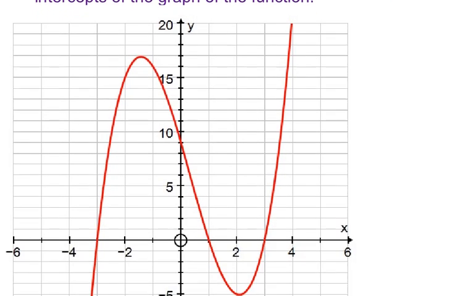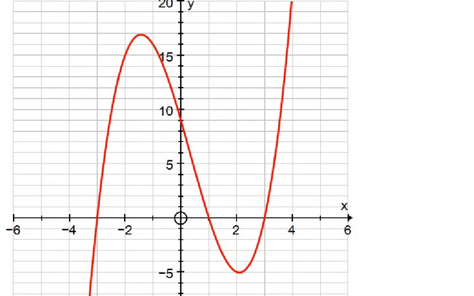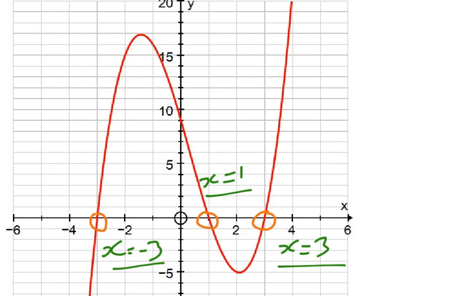We'll have a look at one more example. This time we have a different graph. This is a cubic graph, but we do the same thing. To find the roots of this function, all we do is find the x-intercepts, and there are 3 here. There is x equals minus 3, there's x equals 1, and there's x equals 3. So we have 3 roots to this function.